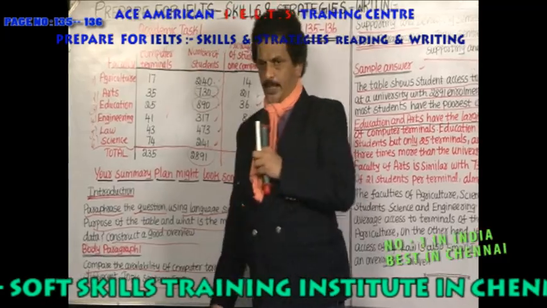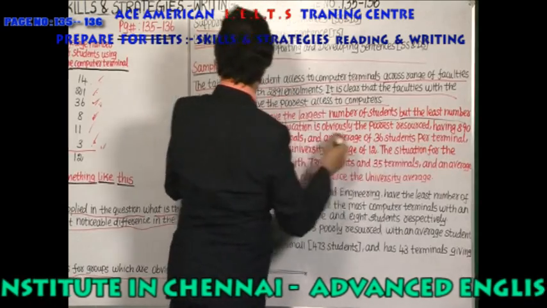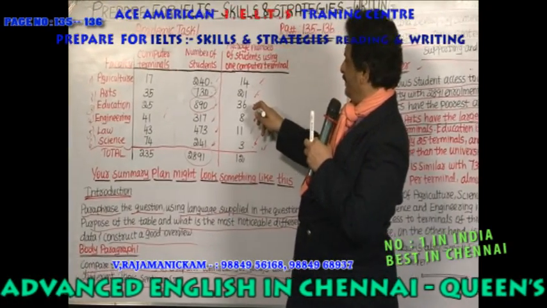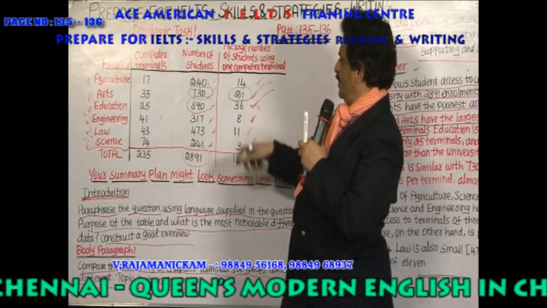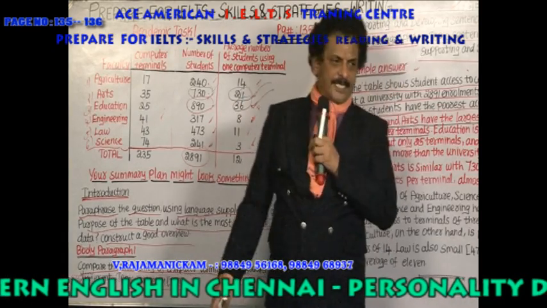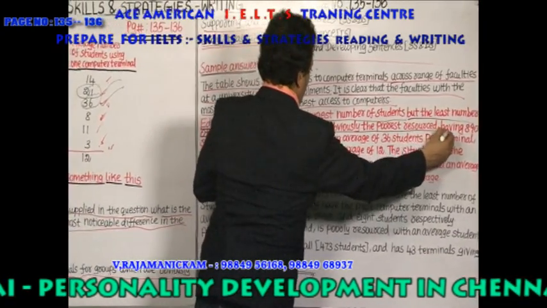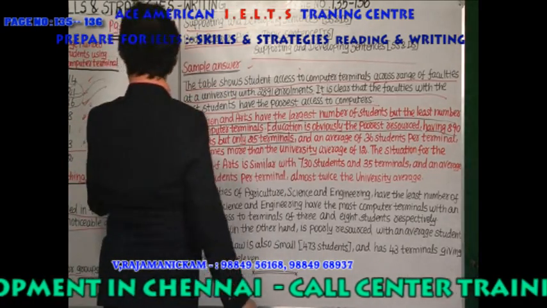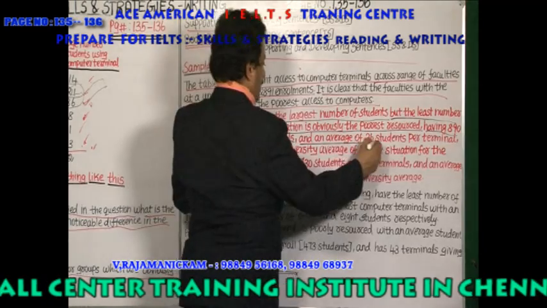Able to understand? So in arts, one computer is shared by 21 students, and in education, one computer is shared by 36 students. So education is obviously the poorest resourced, having 890 students but only 25 terminals, an average of 36 students per terminal, 3 times more than the university average of 12. So the university average is 12.